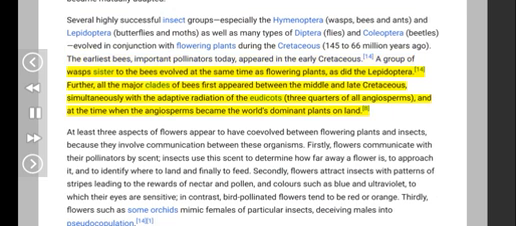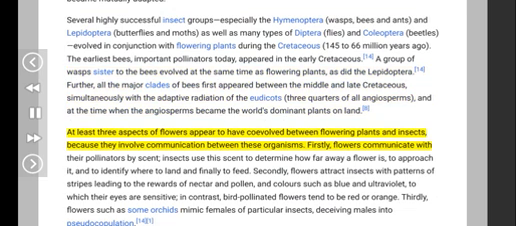Further, all the major clades of bees first appeared between the Middle and Late Cretaceous, simultaneously with the adaptive radiation of the eudicots, three quarters of all angiosperms, and at the time when the angiosperms became the world's dominant plants on land. At least three aspects of flowers appear to have coevolved between flowering plants and insects, because they involve communication between these organisms.